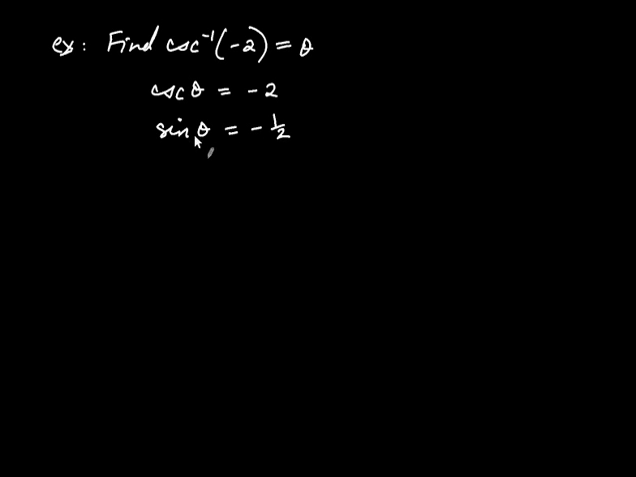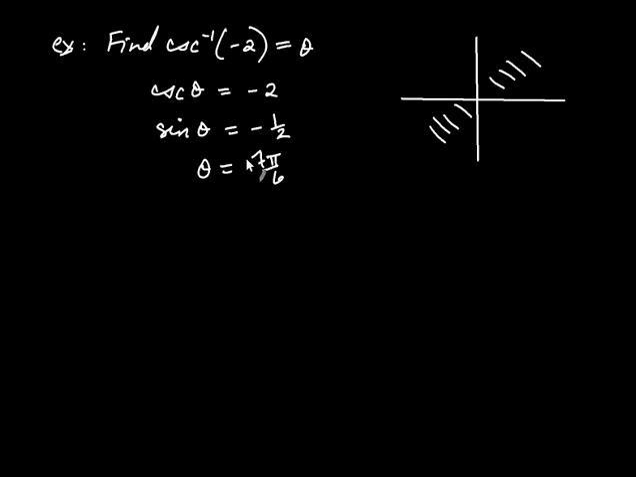Now remember, there are infinite angles such that sine of theta is negative 1/2. This is the output of inverse cosecant, and the inverse of cosecant, just like the inverse of secant, lies in either the first quadrant or the third quadrant. So can you think of an angle such that sine of the angle is negative 1/2? Well, that's going to be in this quadrant, right? So that angle is going to be 7 pi over 6. So this is the angle in the third quadrant where sine of theta is negative 1/2. And that means, of course, this theta is what we're looking for. So that means inverse cosecant of negative 2 is positive 7 pi over 6.